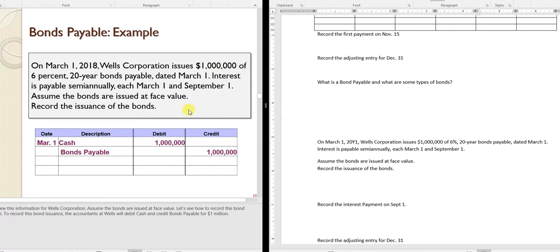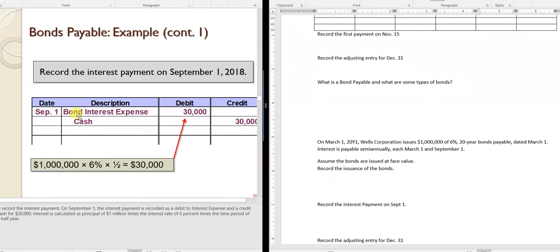Okay? So when I issue the bonds, I'm the company selling them. I'm the company borrowing the money. So I debit cash and credit bonds payable for $1 million. So record the issuance. So on September 1st, remember I said I was going to pay $30,000. So debit bond interest expense and credit cash.